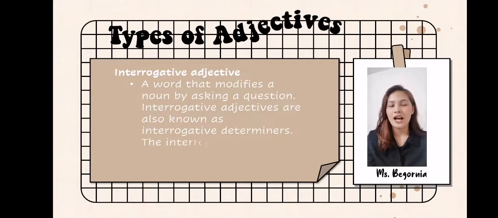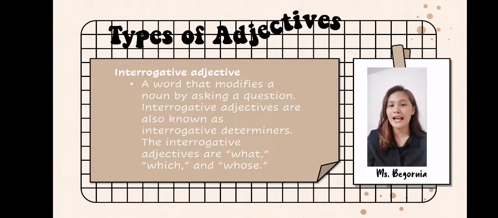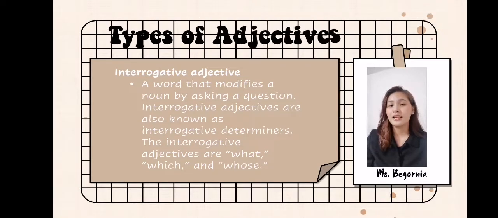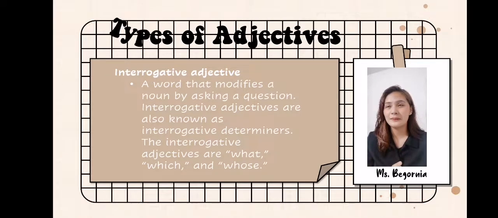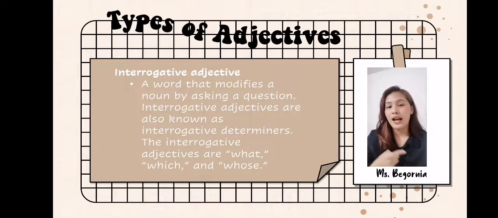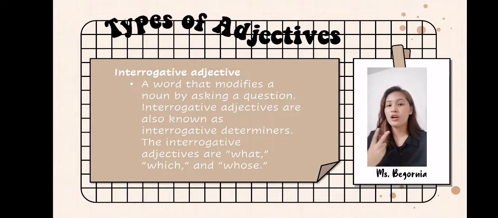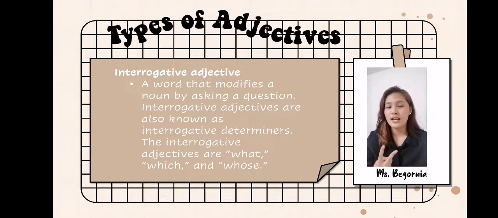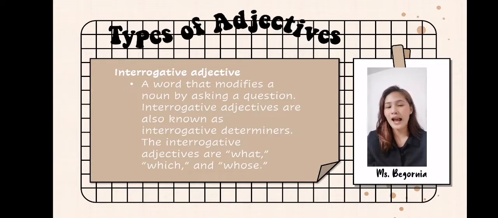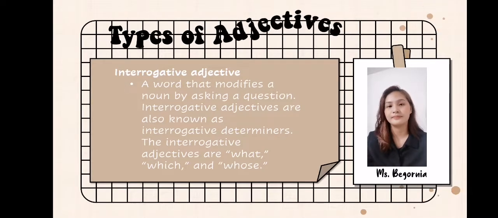Interrogative adjective, a word that modifies a noun by asking a question. Interrogative adjectives are also known as interrogative determiners. The interrogative adjectives are what, which, and whose. What is used for things that we still don't know yet by asking. Which is used when there are options that we need to choose from. And whose is for a thing or an item that belongs to someone.